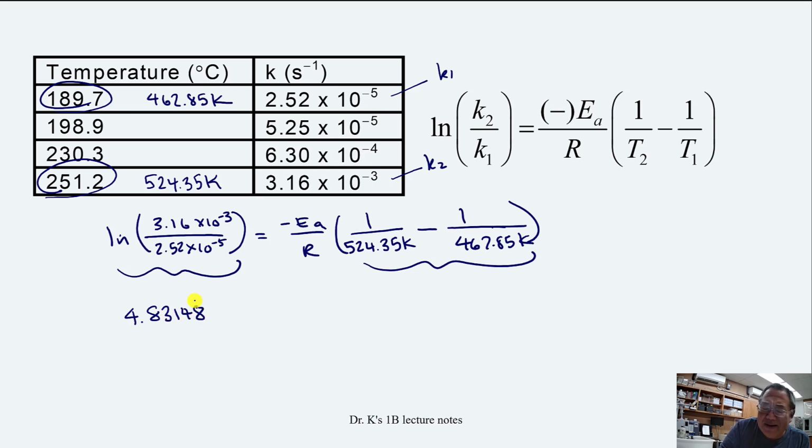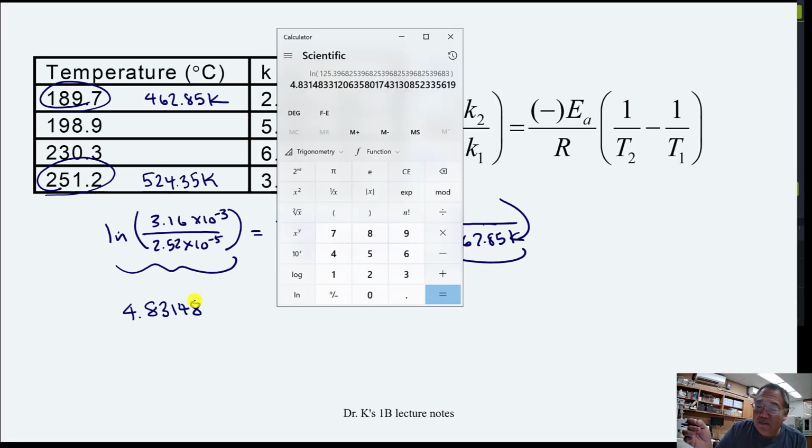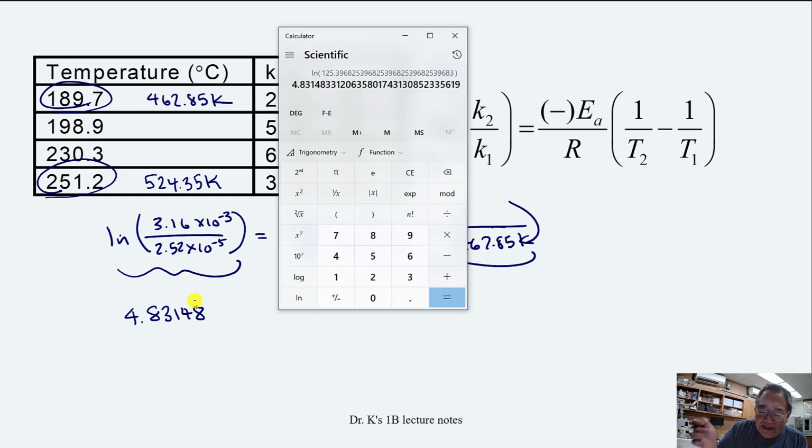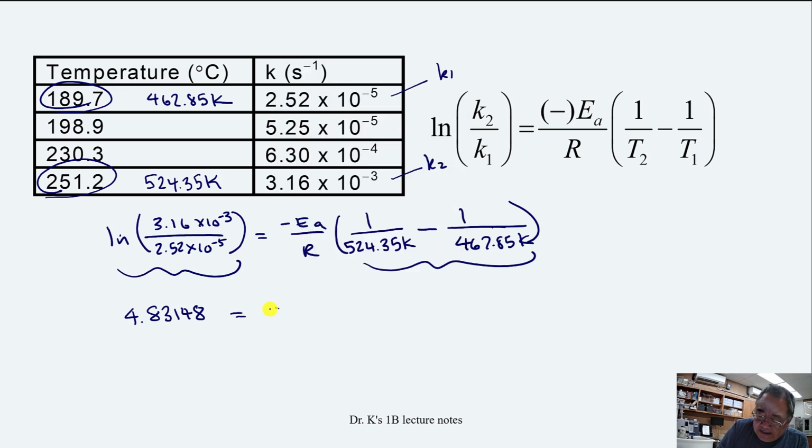Did I even remember that right? I already forgot if I did that right. 4.83148. Yeah. And I'll talk a little bit about sig figs. We usually don't deal with that until later in the semester, but sig figs and logs is an important thing to keep track of. And then we're going to say equals minus EA over R, times whatever this is going to come out to be.